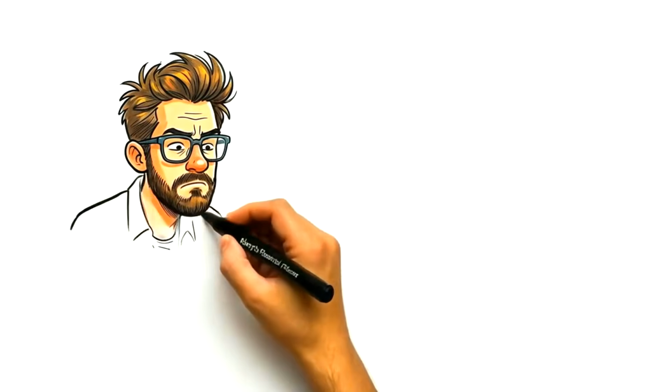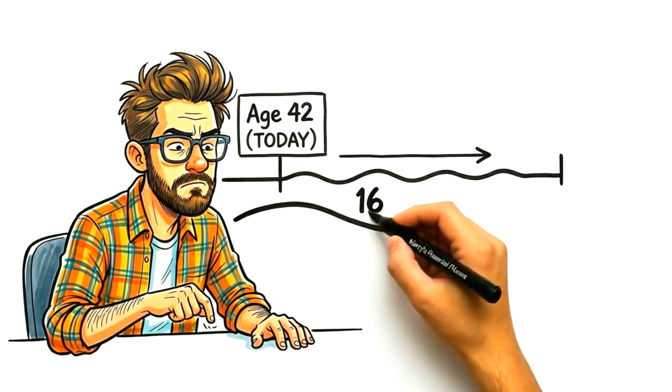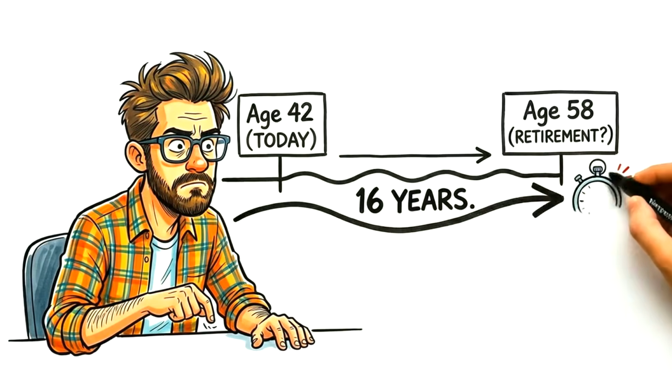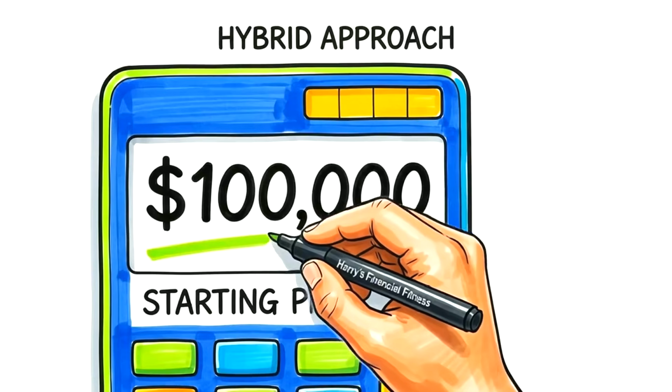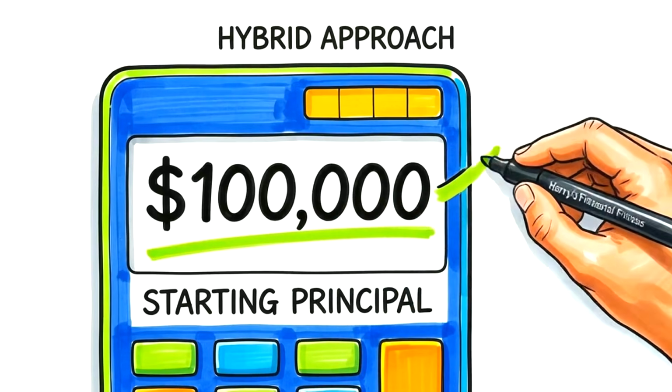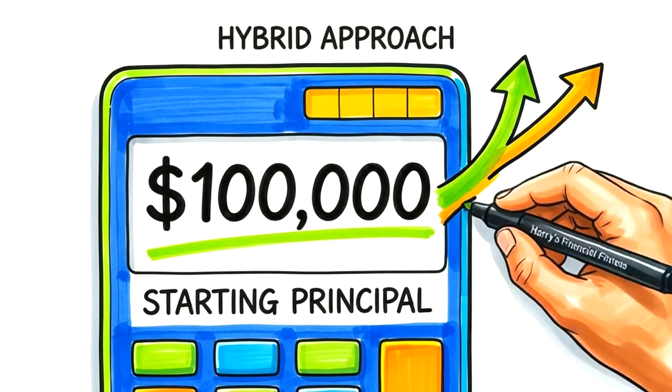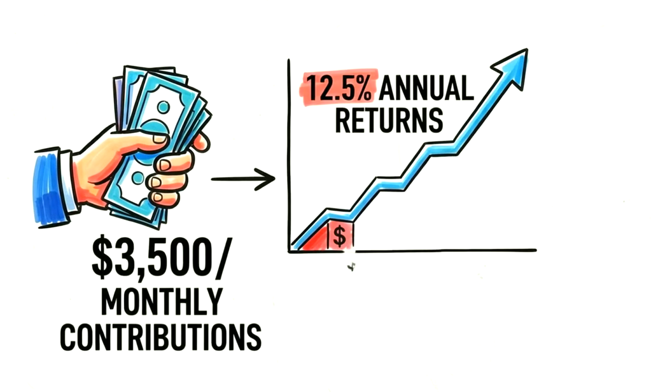But Harry doesn't want to wait 16 years. He's 42. 16 years puts him at 58, close to traditional retirement age. He wants the option sooner, so here's the hybrid approach. And this is where the calculator gets really exciting. Start with $100,000. Contribute $3,500 per month.